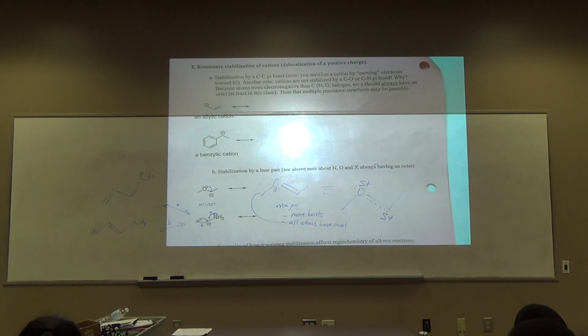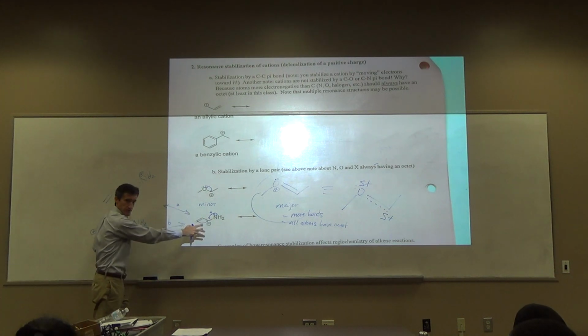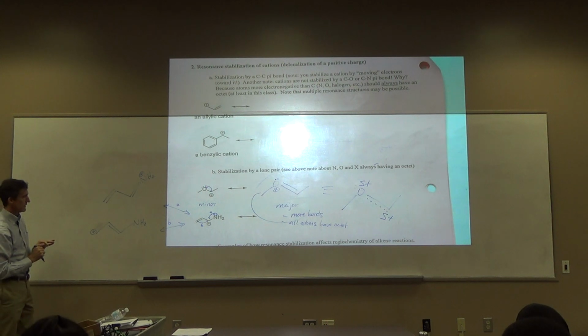That's, in total, 3 resonance structures, because the original one at this point is 1, 2, 3 resonance structures here. Can I draw another one? I'm not going to do that.